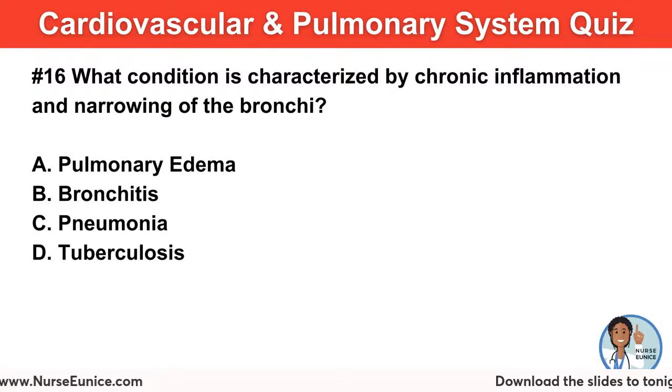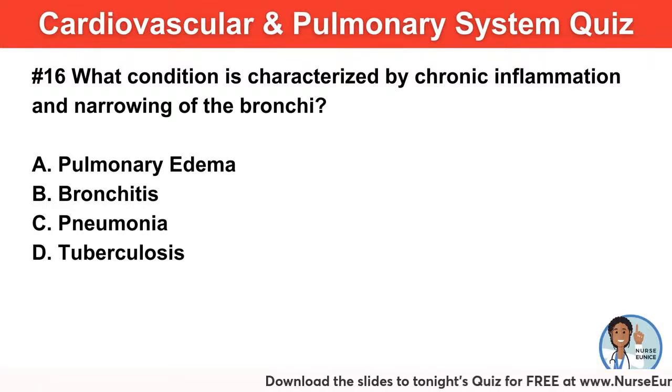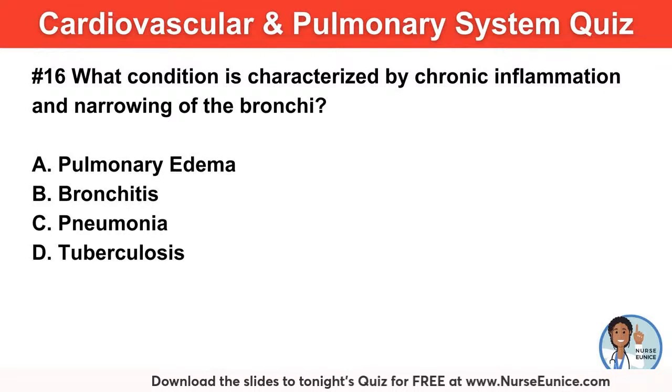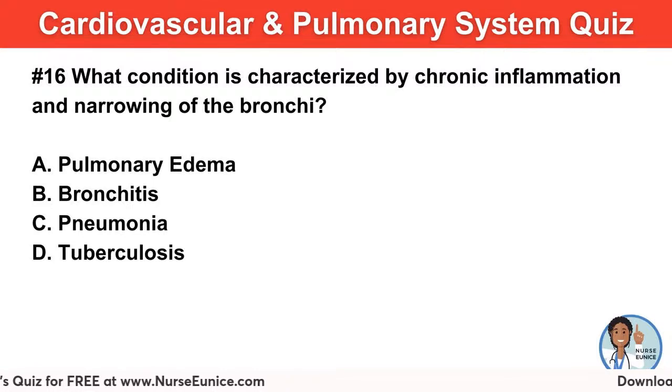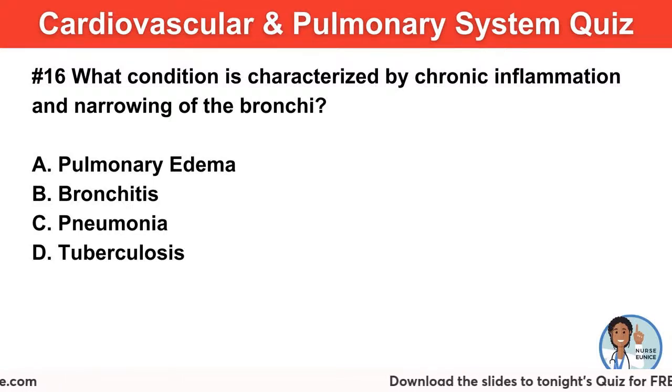Number 16. What condition is characterized by chronic inflammation and narrowing of the bronchi? This is easy. Bronchi inflammation. Let's pull them together. Is it pulmonary edema, bronchitis, pneumonia, or tuberculosis?